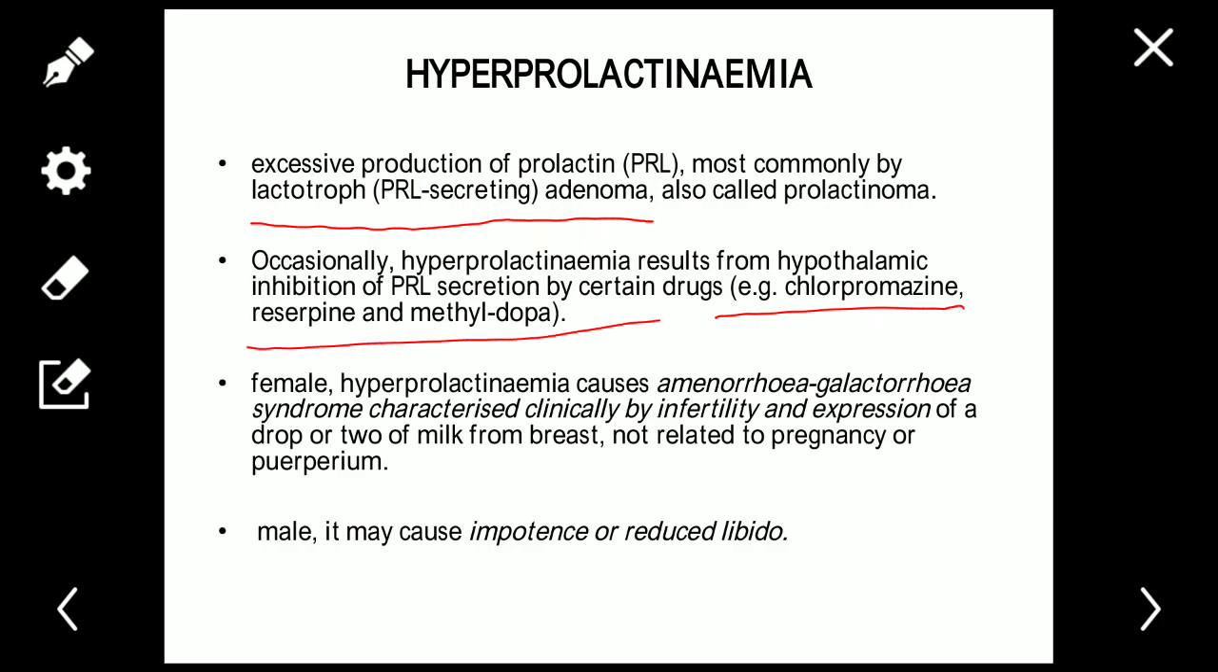In females, hyperprolactinemia causes amenorrhea-galactorrhea syndrome, characterized clinically by infertility and expression of a drop or two drops of milk from the breast, which is not related to pregnancy or puerperium. In males, it may cause impotence or reduced libido.